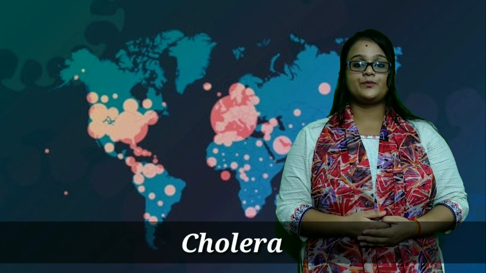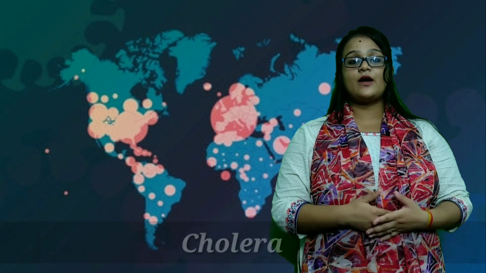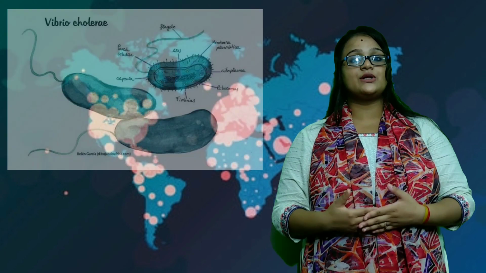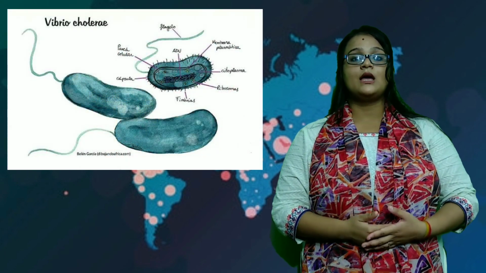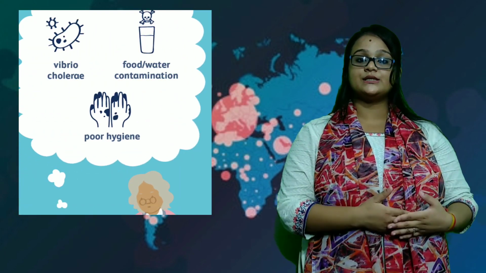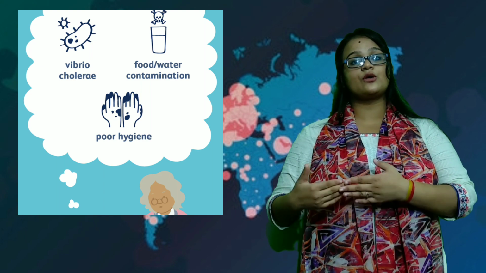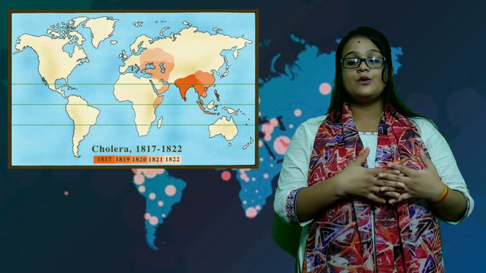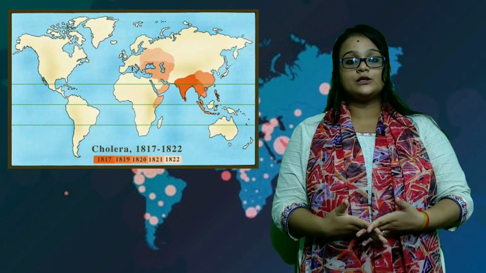The third pandemic we are talking about is cholera. Cholera is an infectious disease caused by a bacterium called Vibrio cholerae. It is basically a waterborne disease and can be spread through contaminated food and water. Though cholera has been around for many years, it came to prominence in the 19th century when a lethal outbreak occurred in India.